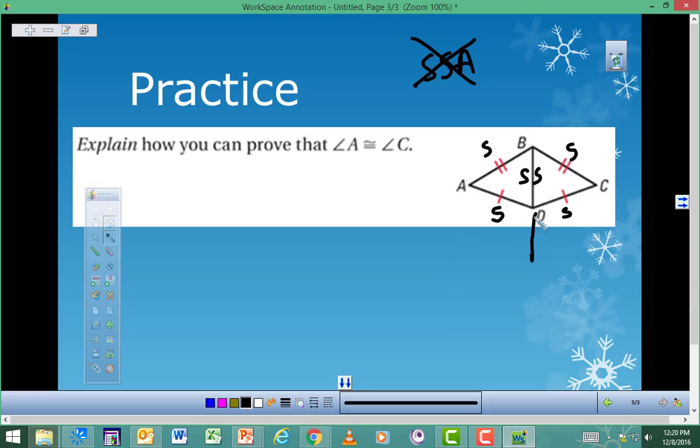So the first step, step one, would be to say triangle ABD is congruent to triangle CBD.